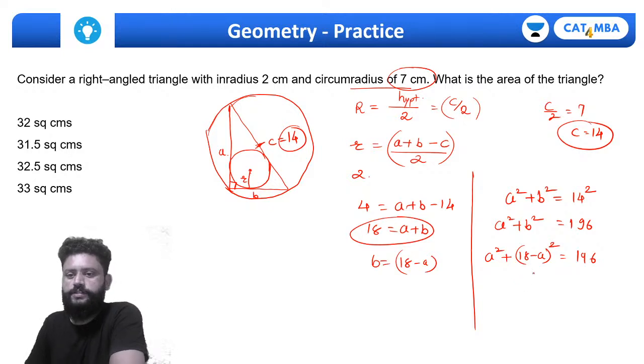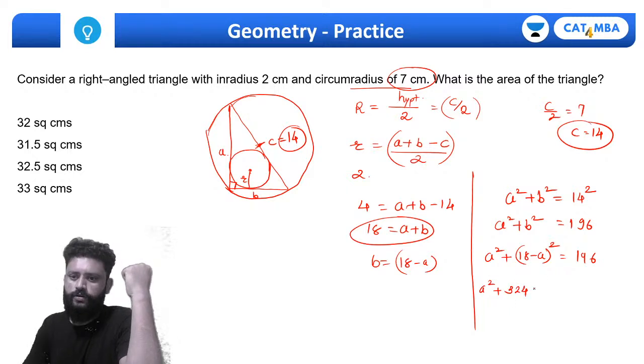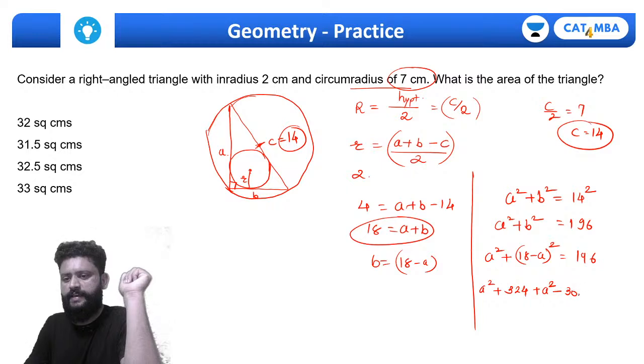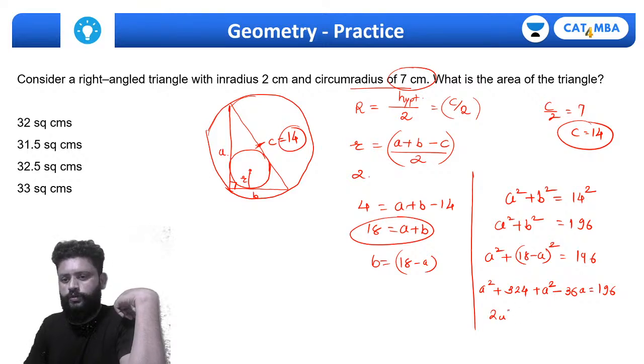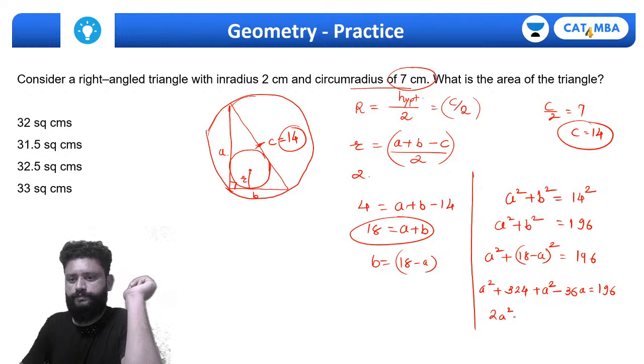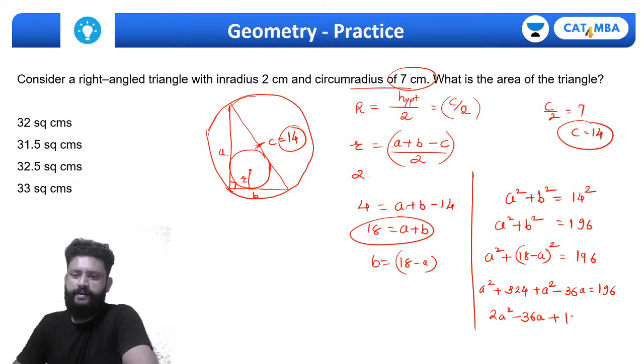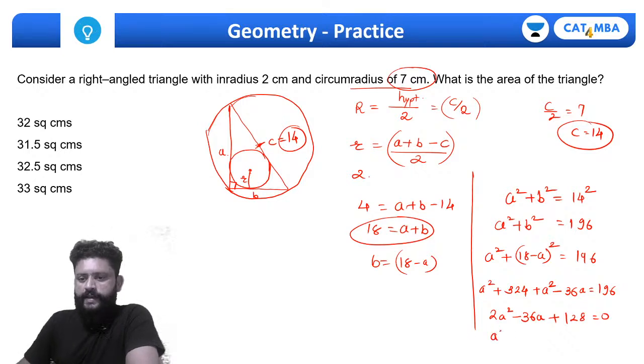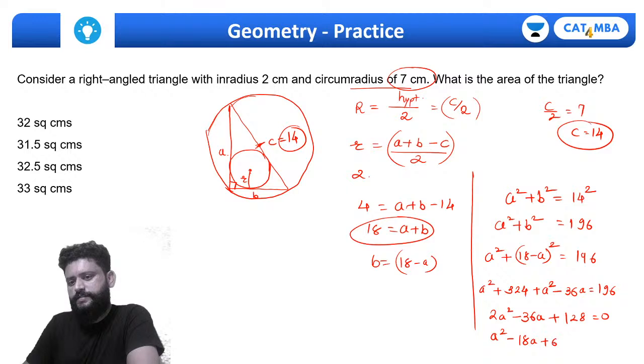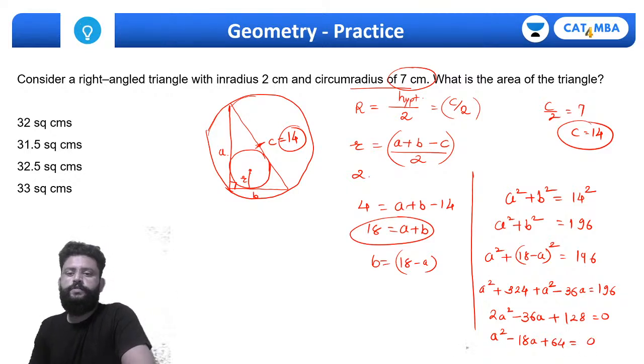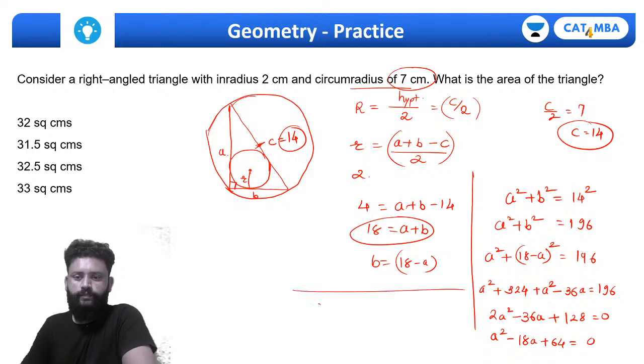How to get the values? Because this is going into a quadratic equation, and this is quite a tricky quadratic equation. a square plus 18 square is 324, plus a square minus 36a, equal to 196. So 2a square minus 36a plus, subtracting 196 from 324, 128 comes. So a square minus 18a plus 64 is equal to 0. a square minus 18a plus 64 equals 0.